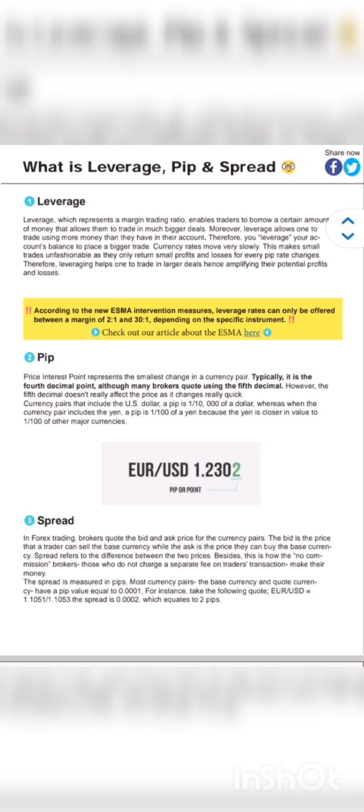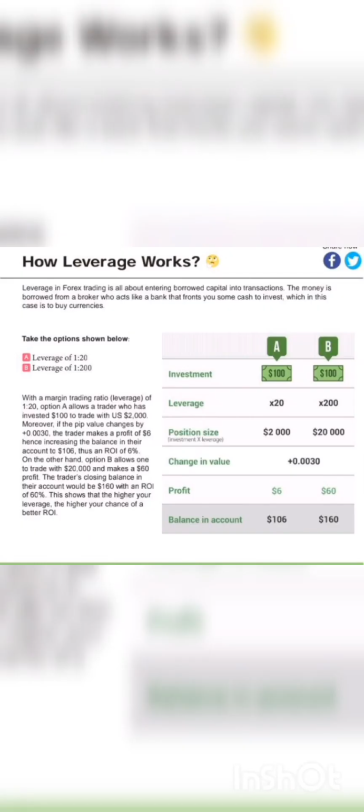So we're moving on to spreads. In forex trading, brokers quote the bid and the ask price of a currency pair. The bid is the price at which a trader can sell the base currency, while the ask is the price at which they can buy the base currency. Spreads refer to the difference between the two prices. This is how the non-commission brokers, those who do not charge a separate fee on traders' transactions, make their money. So they take money. I won't say this in a bad way. That's how they make the money.